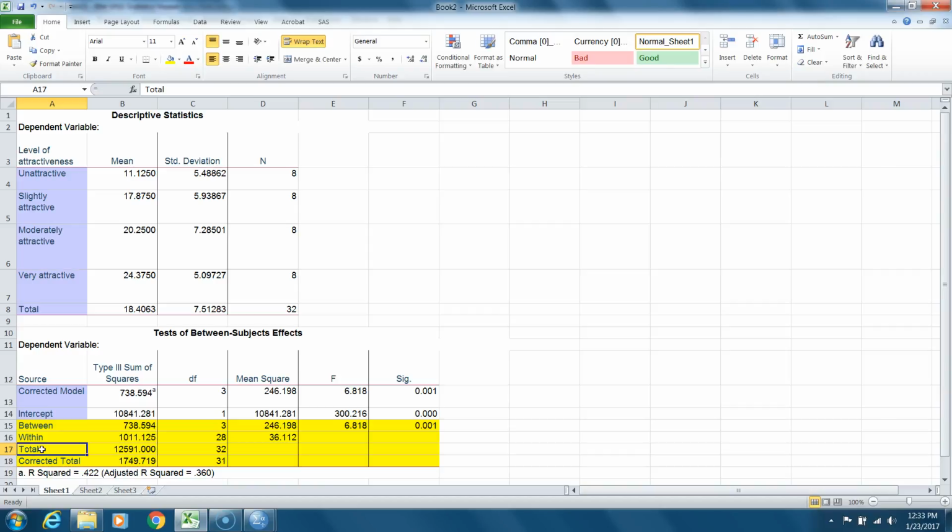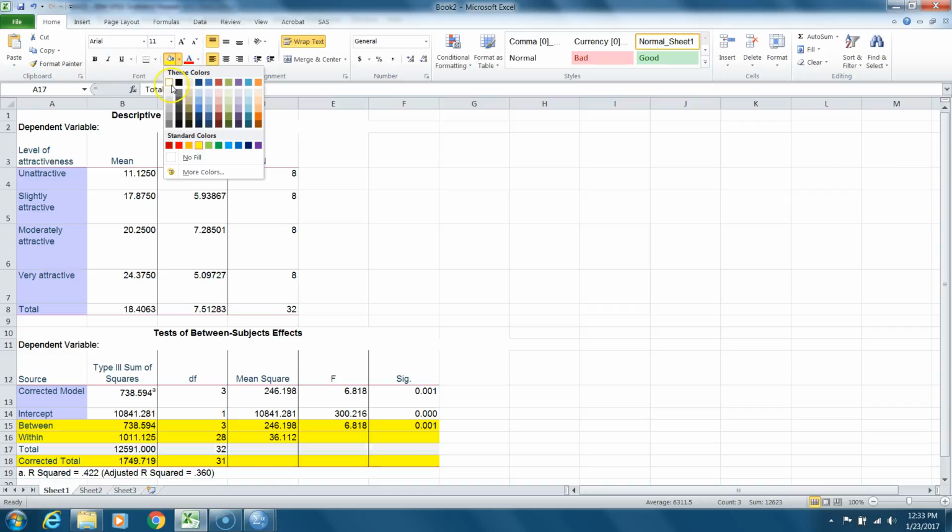Total is not the same as the total on page 15 on table 1.4. I know it gets confusing, but this is the total degrees of freedom that are in your data. This is not n-1. This is n, the total pieces of information. This sums of squares is based on that as well. We're not going to be using that, so I am going to unhighlight that.